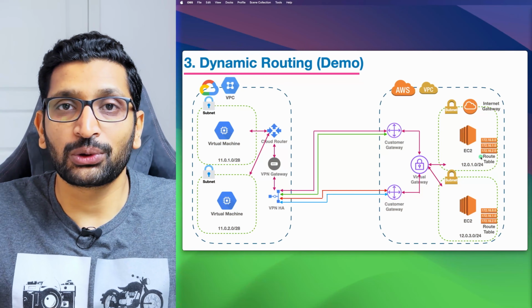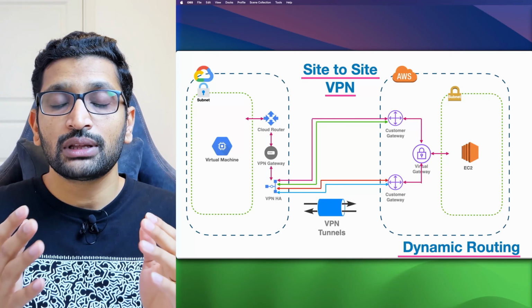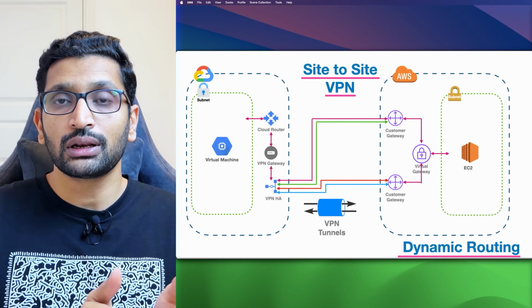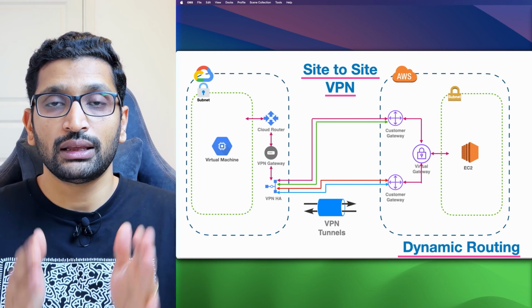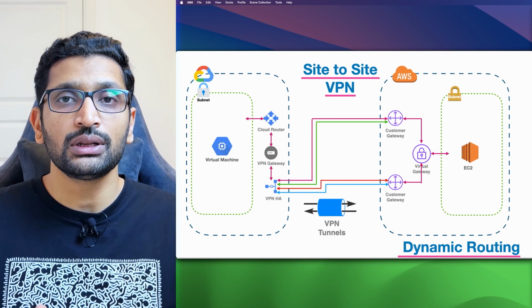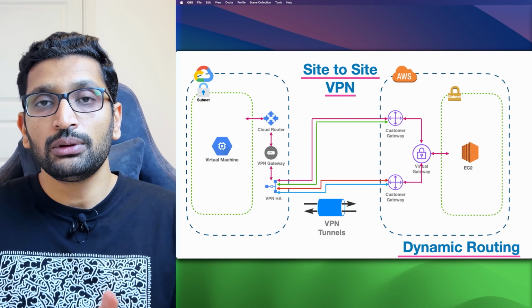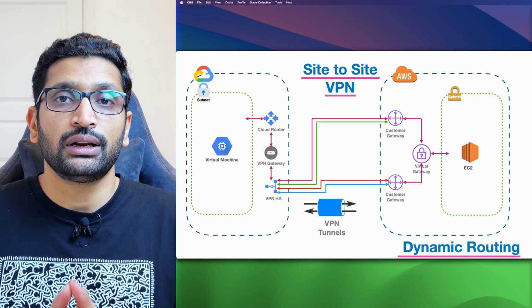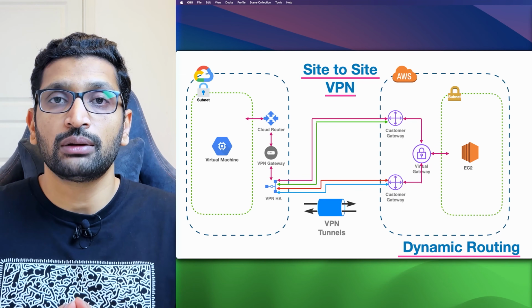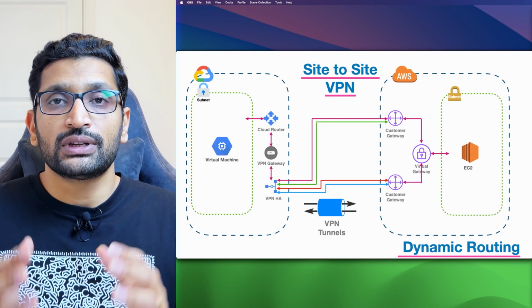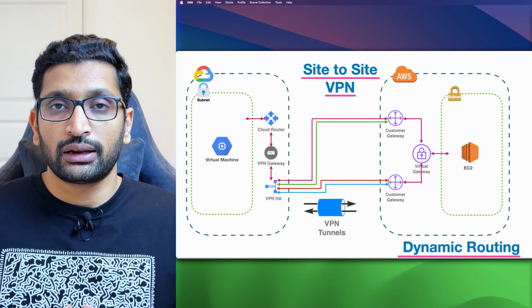Let's jump to the demo now. In this session, we are going to set up the hybrid connectivity between Google Cloud and AWS. In this hybrid connectivity, on the Google side we will be using the High Availability VPN, and on the AWS side we will be using the site-to-site VPN. We are also going to set up the VPN tunnels to facilitate this high availability connectivity.